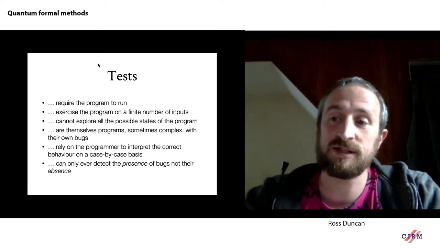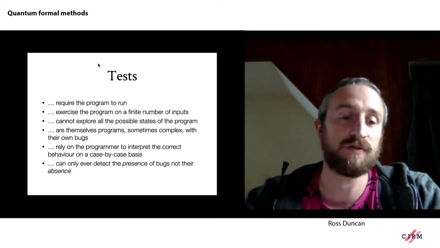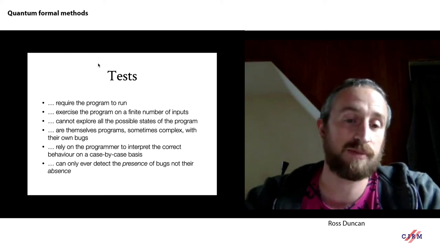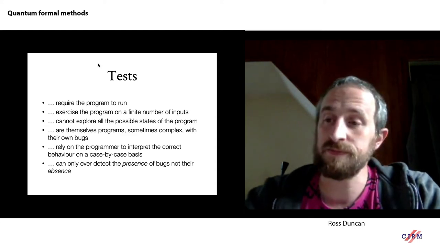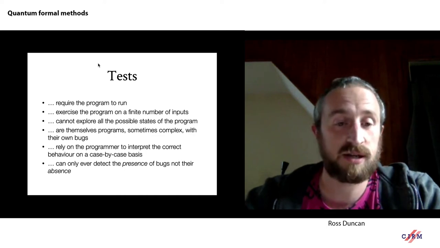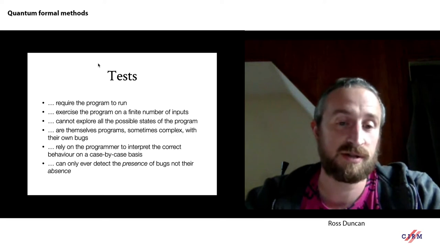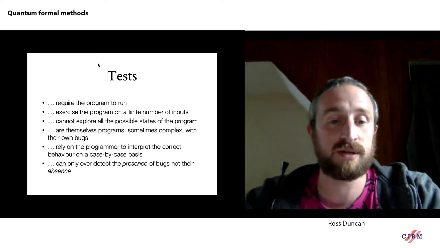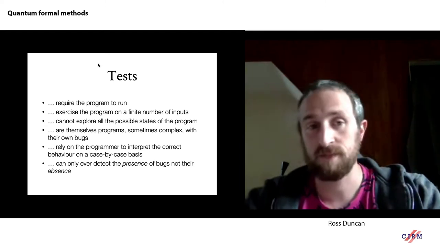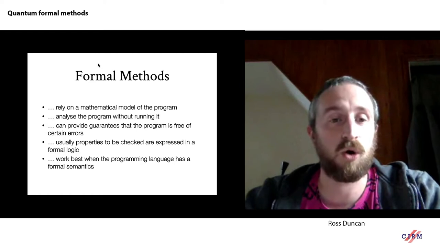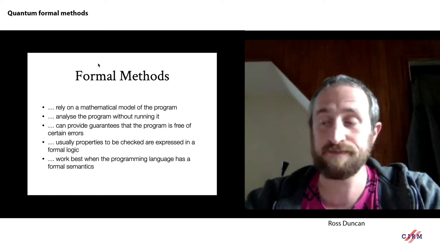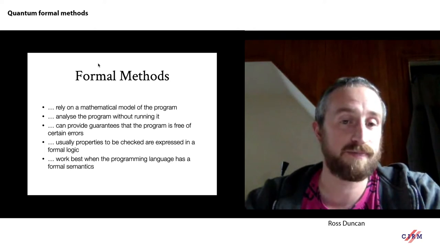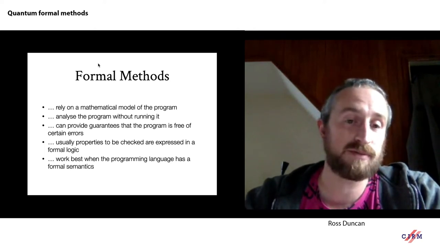And in the case of realistic programs, we don't have a complete specification of all of its behavior in every circumstance. So we do rely on the programmers to interpret what's the correct basis when they write the tests. And of course, the most famous weakness of testing is the tests can only reveal bugs. They can't prove that there are no bugs. And that is the essential point of difference between testing and formal methods. So in contrast to testing, formal methods, we always rely on having some kind of mathematical model of the program. And by exploring this model, we believe that we learn things about the program itself. In consequence, that usually means one can analyze the program without having to run it.